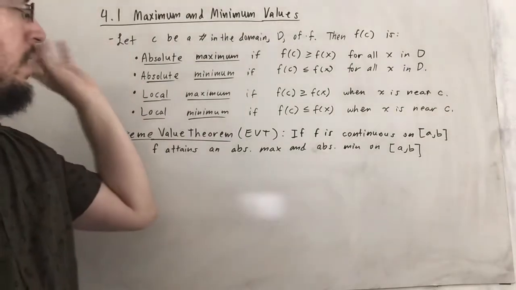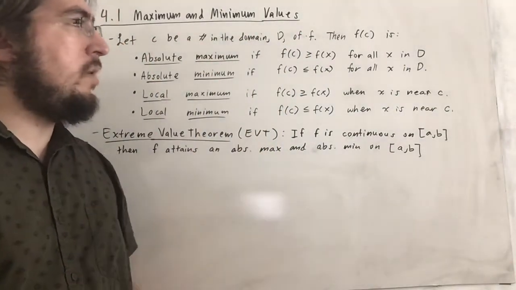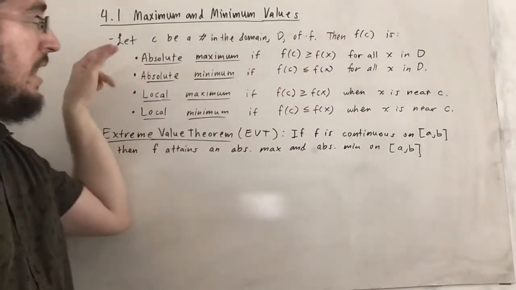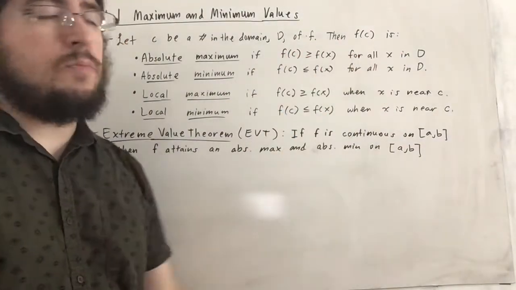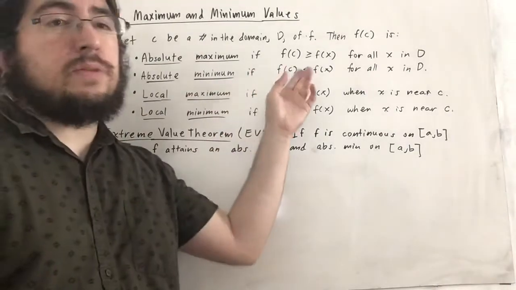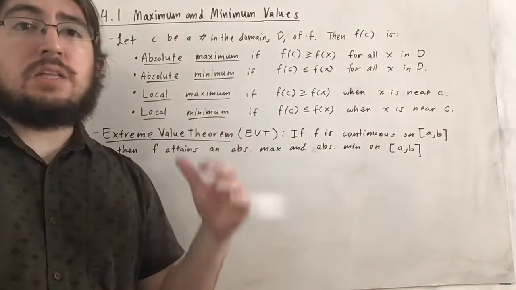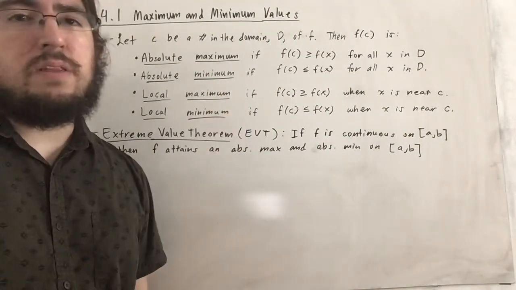Here we let c be a number in the domain of f. I'm calling the domain D just for short, so I don't write too much. Then f of c is an absolute max if f of c is bigger than or equal to f of x for all x in the domain D, and an absolute minimum if f of c is smaller than f of x for all x in the domain D. So in other words, f of c is the largest of all of the values, or f of c is the smallest of all of the values.